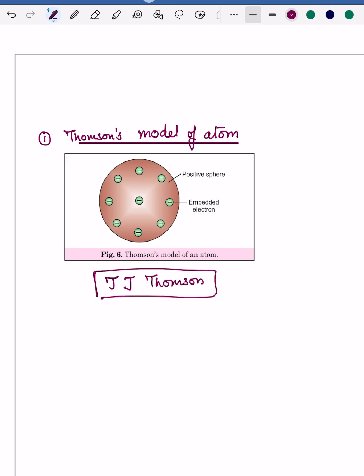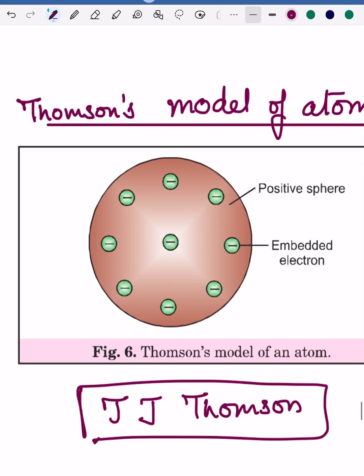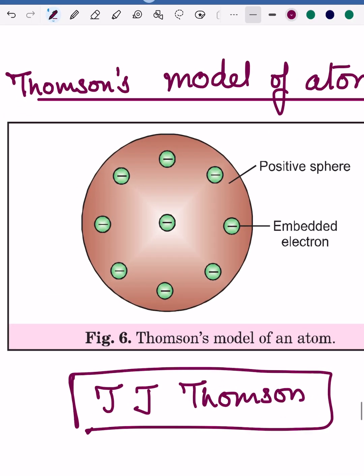So what did Thomson say? Look at the diagram carefully. He said that the atom consists of uniform sphere in which the positive charge is uniformly distributed. The brown portion that you are seeing is the positively charged uniform sphere, and the negative, the green circles that you can see in this diagram, they are the electrons which have been embedded inside this positively charged sphere, so that we can come across a most stable electrostatic arrangement.